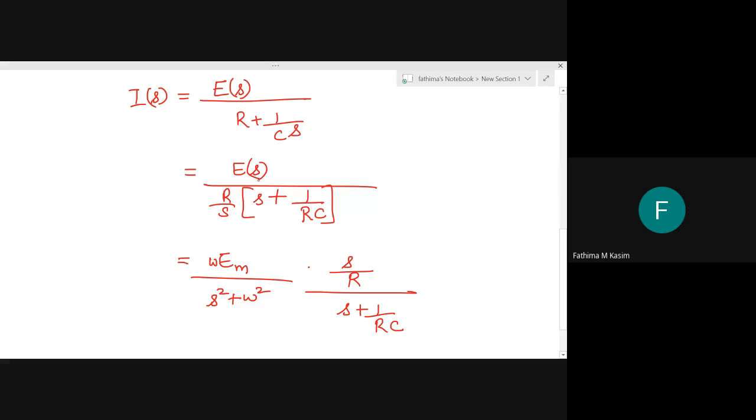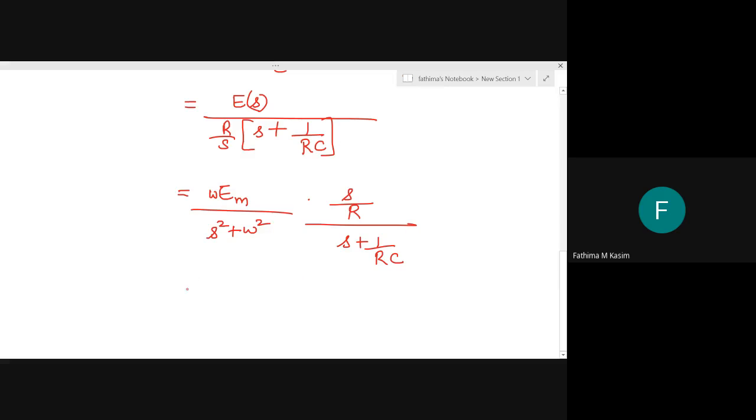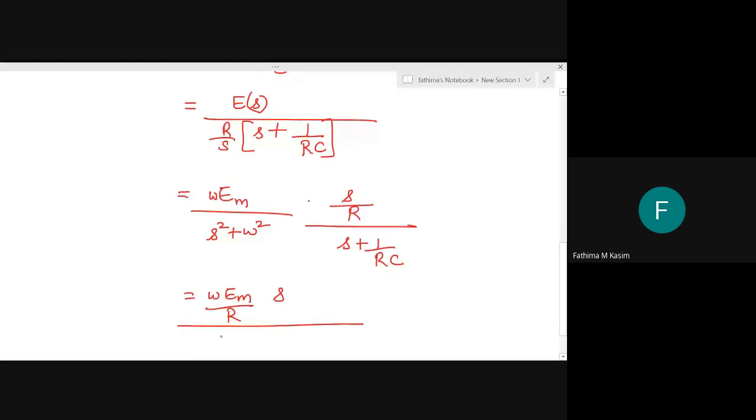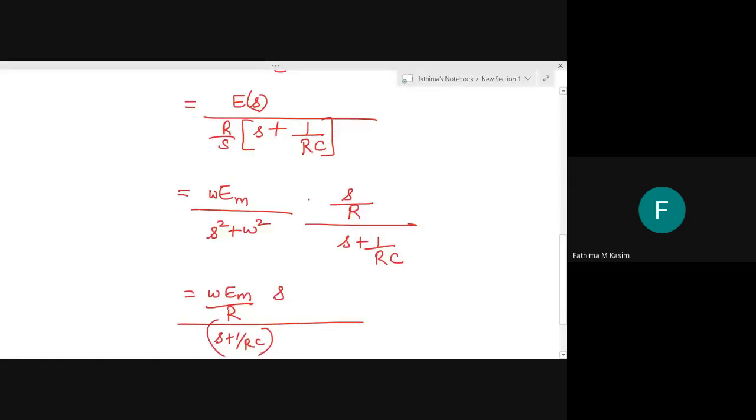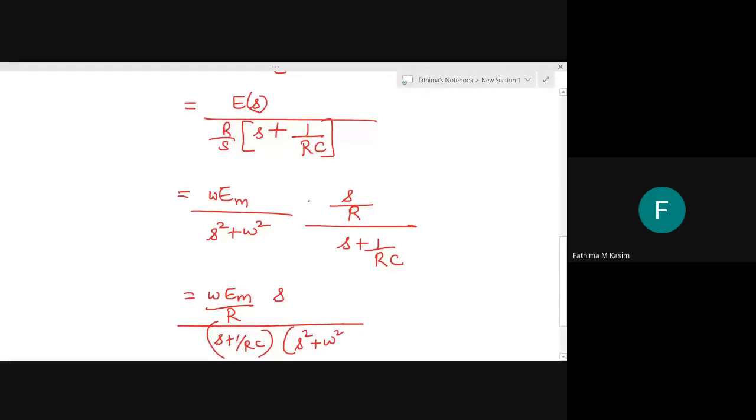Here this term is E of s, the Laplace transform of E of t. The function we have considered is E of t is equal to Em sin omega t, so the Laplace transform is Em into omega divided by s square plus omega square. So we'll get I of s like this. Now we can rearrange this as omega Em by R into s divided by s plus 1 by RC into s square plus omega square.